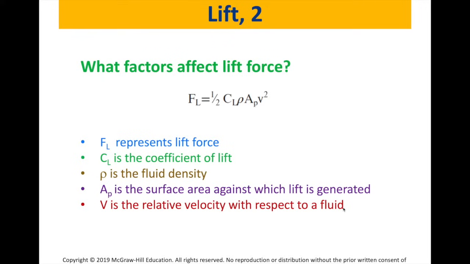The area affects the value of the lift force, and V is the relative velocity with respect to the fluid. Keep in mind, this is a relative velocity. It's not the velocity of the object. You need to account for the flow of the fluid in order to attain your relative velocity. So in general, FL, the lift force, equals 1/2 CL multiplied by rho multiplied by the area multiplied by the velocity squared. In general, the relationship between these variables affects the force.